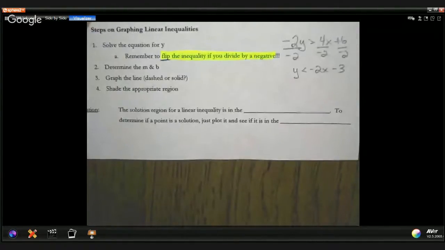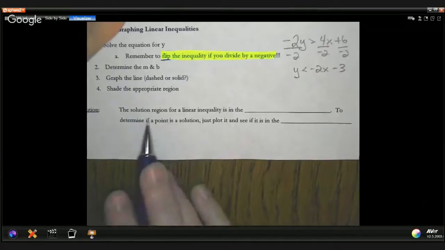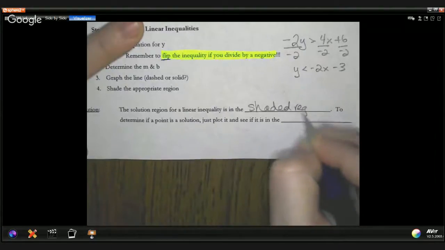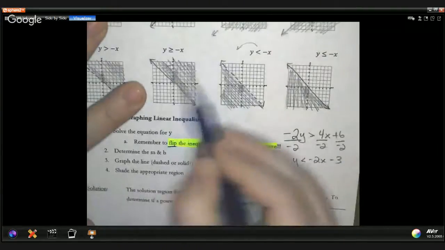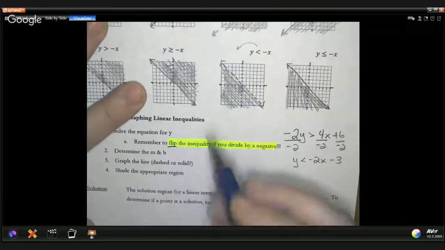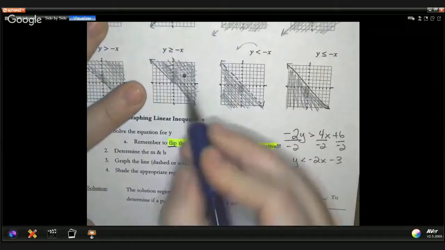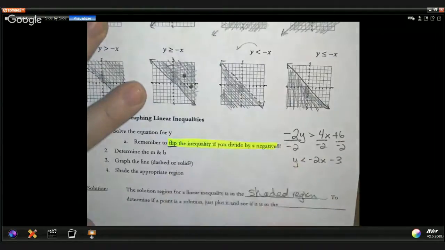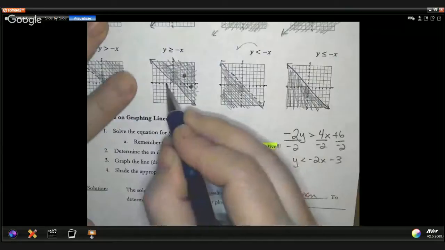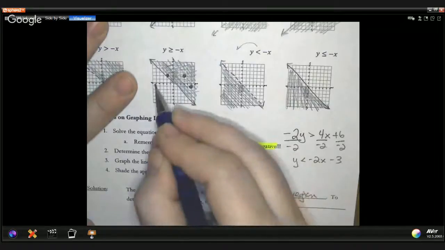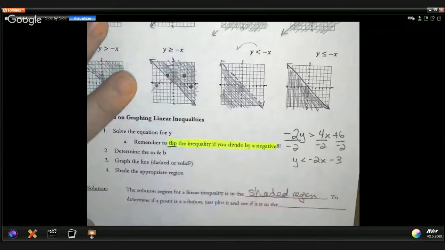Now, sometimes you're going to have to find out if something's a solution. So there are 2 ways you can find a solution. The solution region is in the shaded region. That's why we've been doing all this graphing. So on this problem here, any point in this shaded region is a solution. So (3, 2) is a solution. (5, -1) is a solution. (-2, -2) is a solution because it's on the line. Points down here like (-5, -1) are not solutions. It's not in the shaded region.